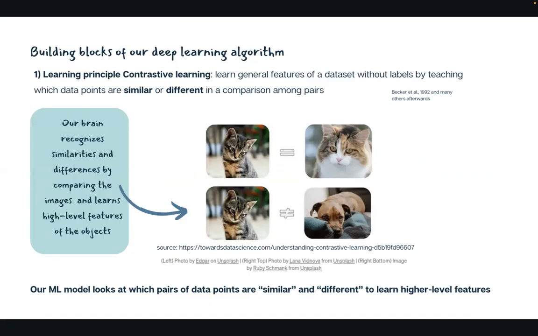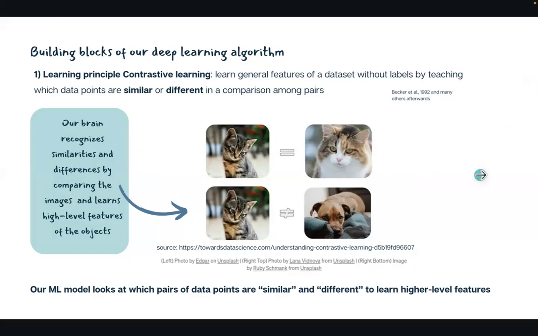I guess that you all are looking at this slide and you have no problems in identifying that the first two are 2 cats and the second line, it's a cat and a dog. So it means that our brain could recognize similarities and differences between these pairs of images and learn from this comparison high-level features of the objects. So we want our machine learning model to look at which pairs of data points are similar and different to learn high-level features.